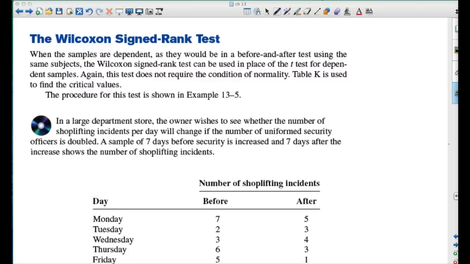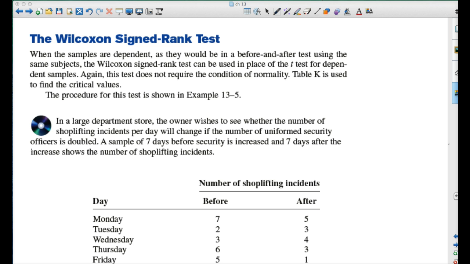This will be the last section I have you do for the year. This is called the Wilcoxon signed-rank test. When the samples are dependent, as they would be in a before and after test using the same subjects, the Wilcoxon signed-rank test can be used in place of the t-test for dependent samples. Again, this test does not require a condition of normality. Table K is used to find the critical values.